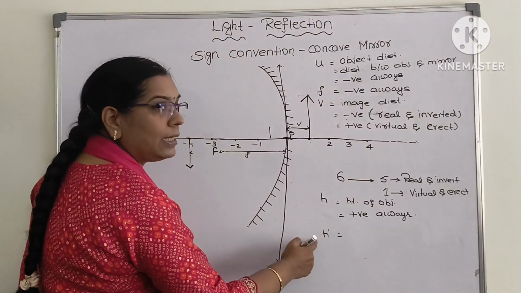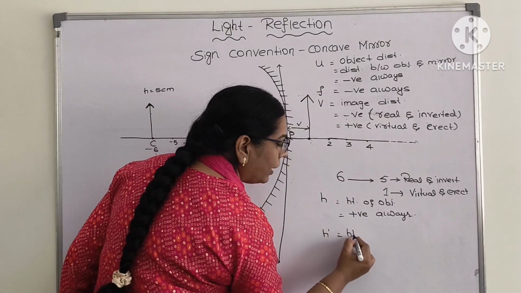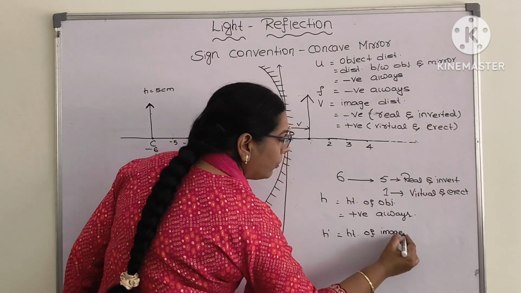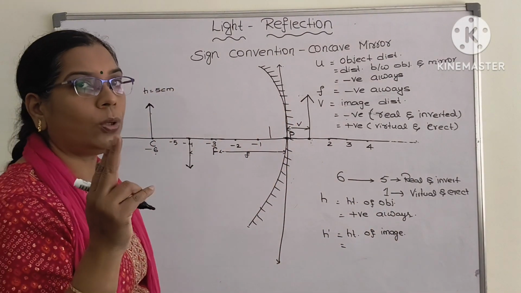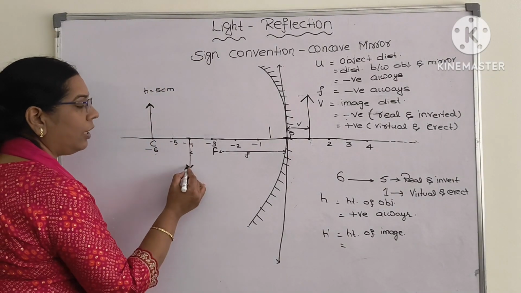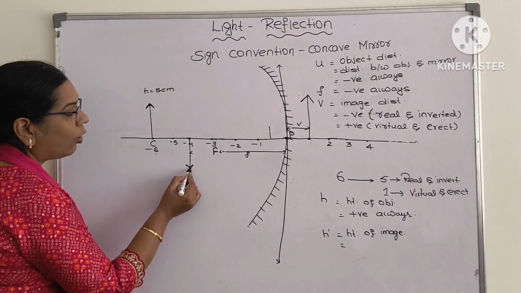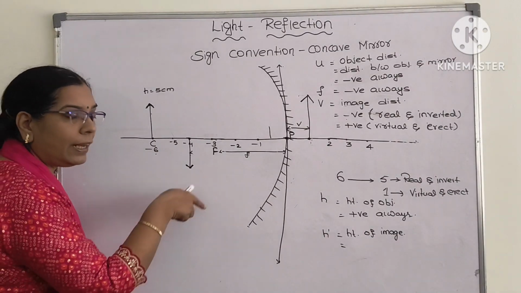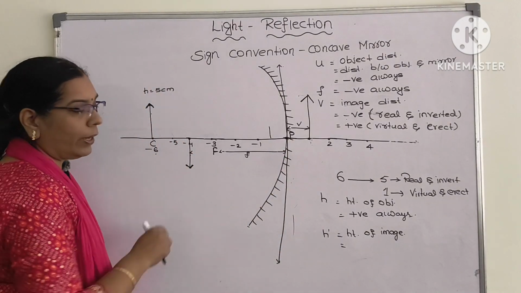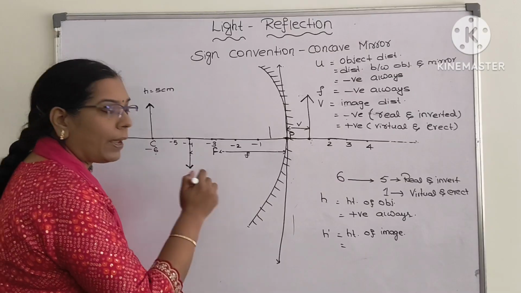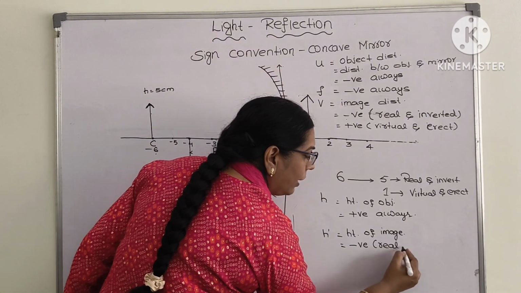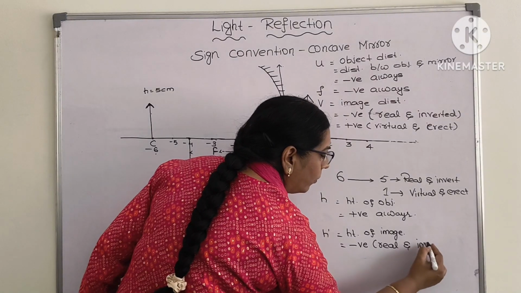H prime, what is this? This is the height of the image. For this, again, for concave, there are 2 conditions: if the image is real or virtual. If the image is real, the image will be pointing towards the negative y-axis. Hence, the H prime will be taken as negative when the image is real and inverted.